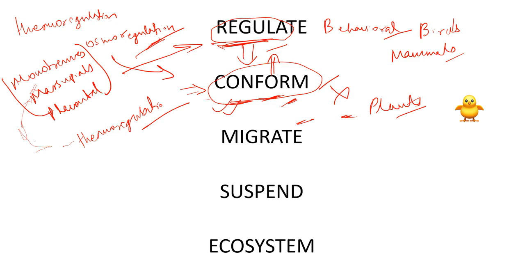Okay, friends. Now, the question is why have species not evolved to regulate rather than conform? For example, I will tell you one example. You can take the hummingbird. It is a very small bird.